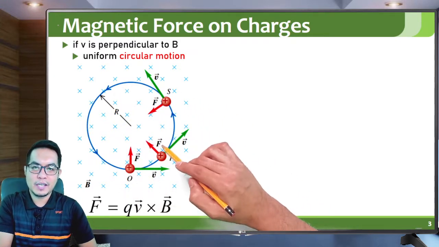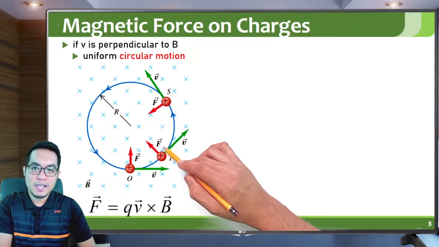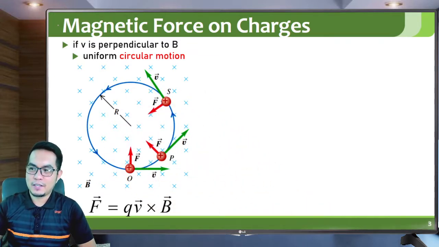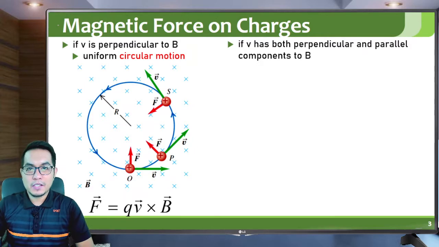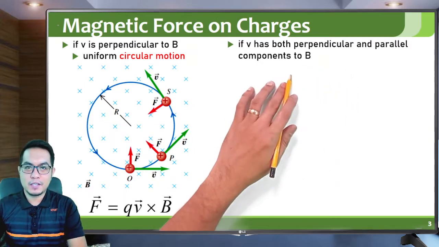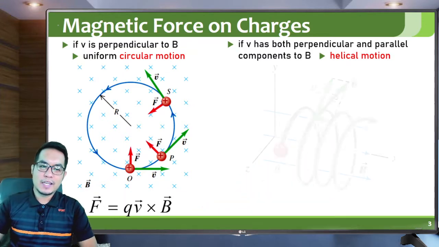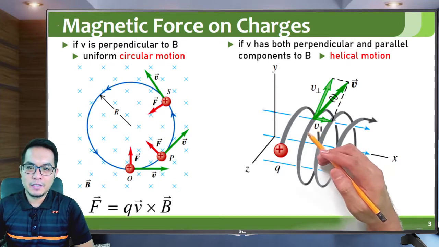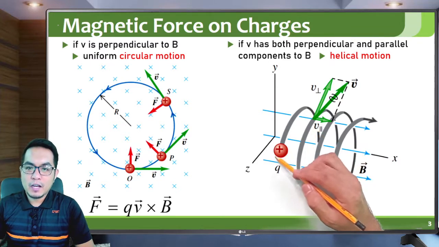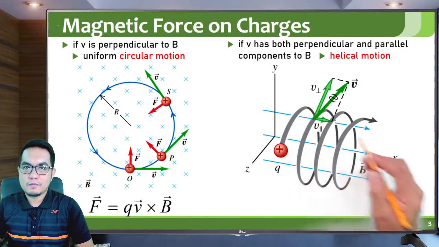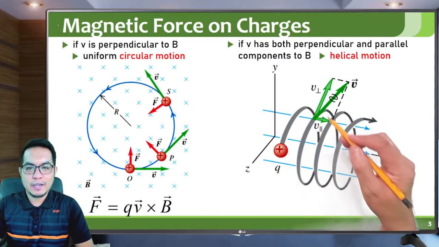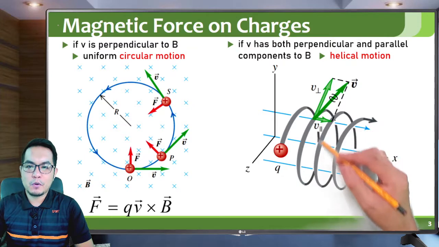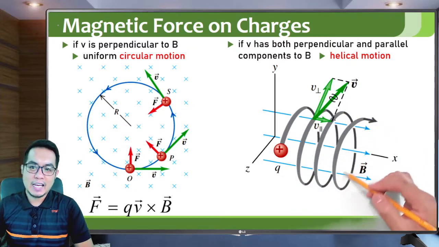This force here is usually what we refer to as centripetal force. So it's undergoing a centripetal acceleration. Now, if the velocity has both perpendicular and parallel components to the magnetic field, then the motion is a helical motion. Take note that the parallel component is unaffected by the magnetic field, meaning the parallel component of the velocity will still remain. So it will undergo a circular motion plus the parallel motion. Hence that motion is what we refer to as helical motion.